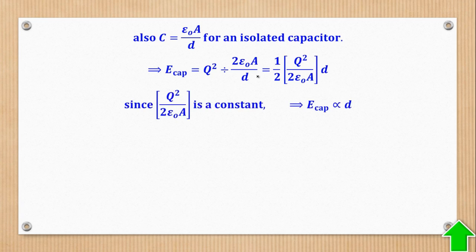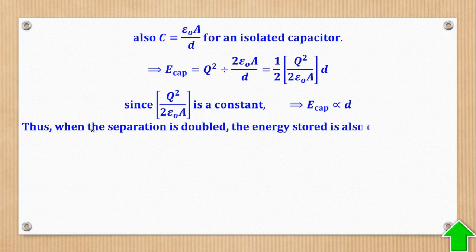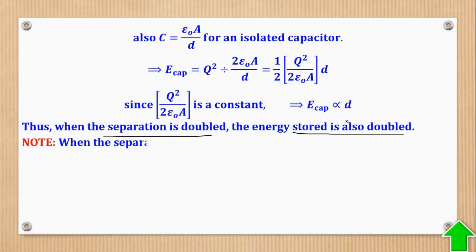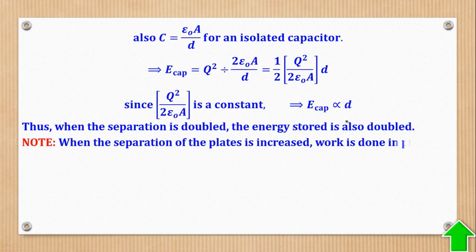Now, since the whole of this is a constant, it implies that energy is proportional to the separation. What does that mean? It means that when the separation is doubled, energy stored is also doubled. And that's what they wanted.